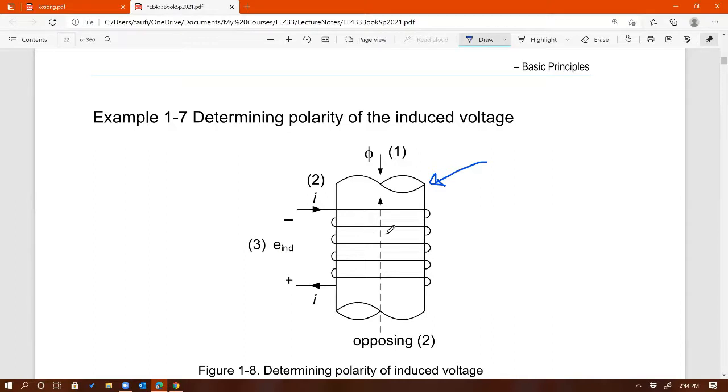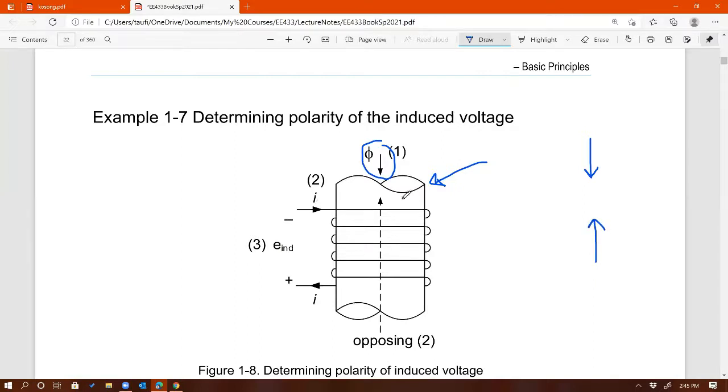And now, part number two, determine the direction of the current injected into the coil from which we get a flux that is opposing the original flux. Here is our original flux, and the direction is downward. So in order to cancel or oppose that flux, I need the flux that goes upward.